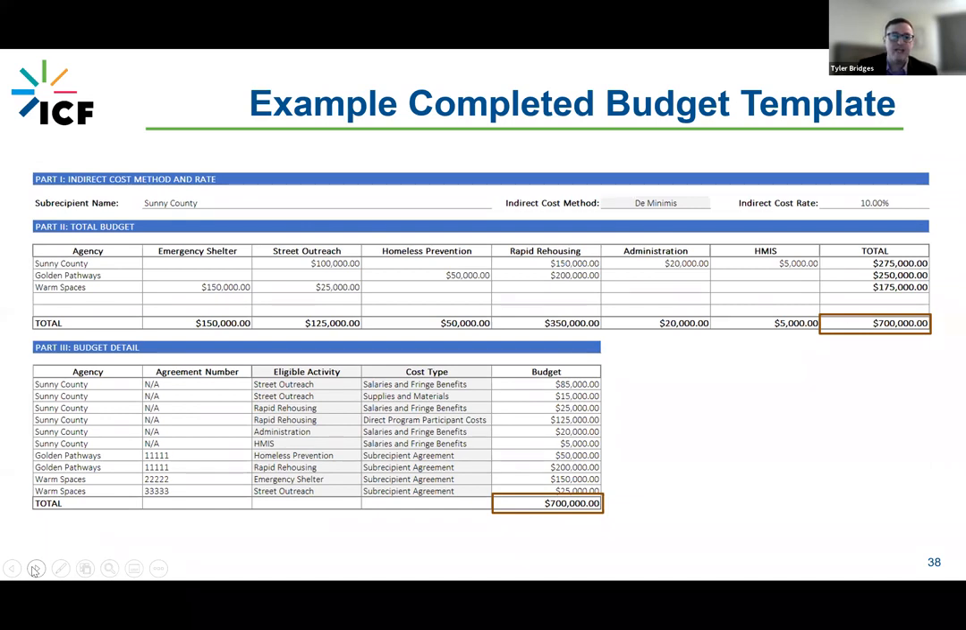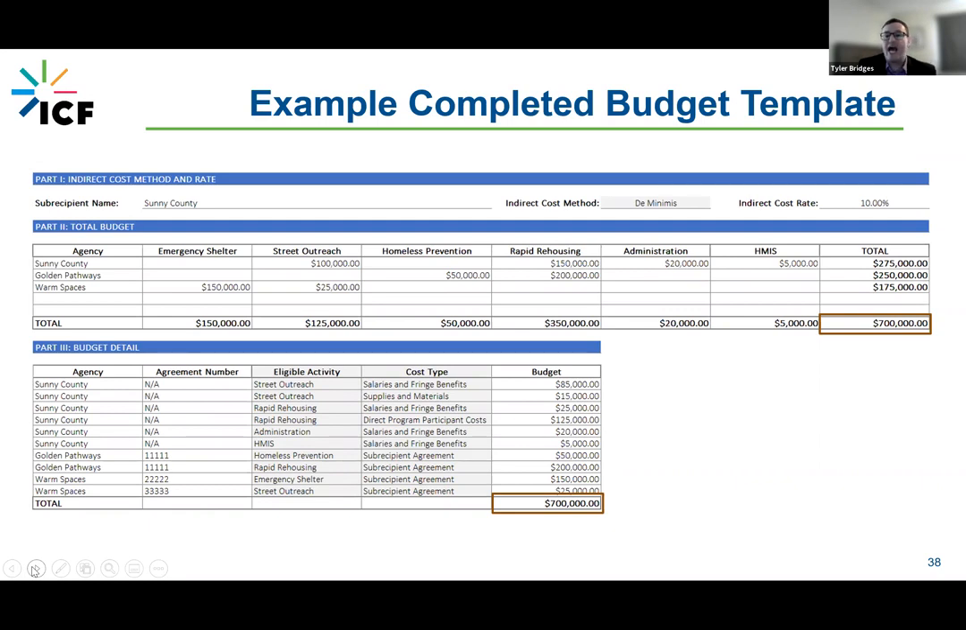So here on this slide, we want to show you that the totals in part 2 and part 3 tables should equal one another and should also equal your total HCD CV award, ESG CV award. This is to ensure that your entire ESG CV award is accounted for.